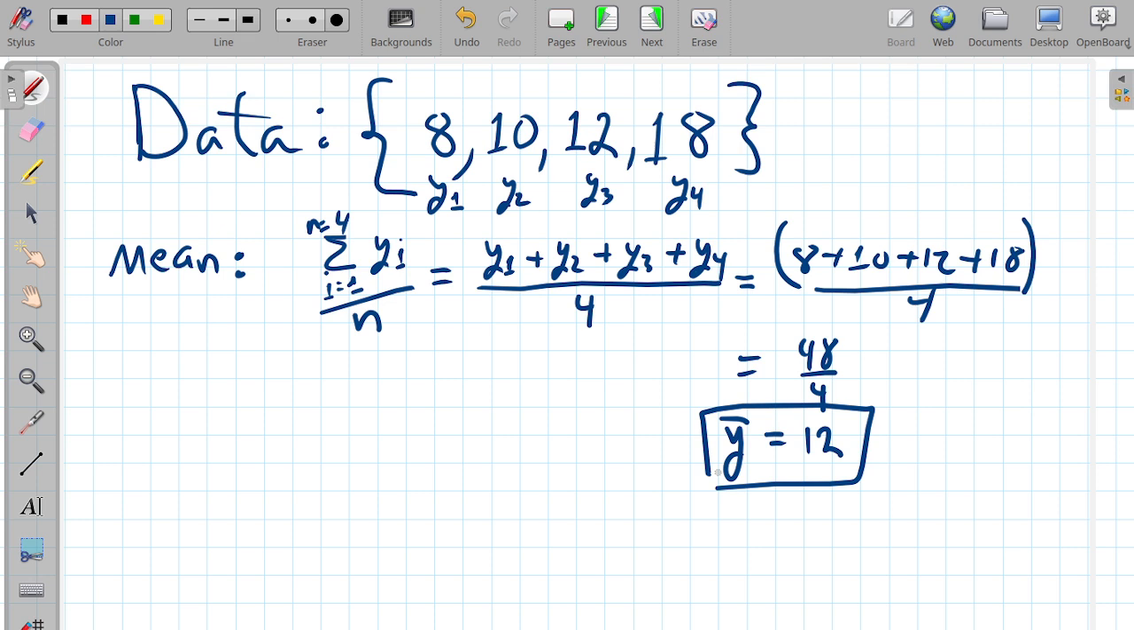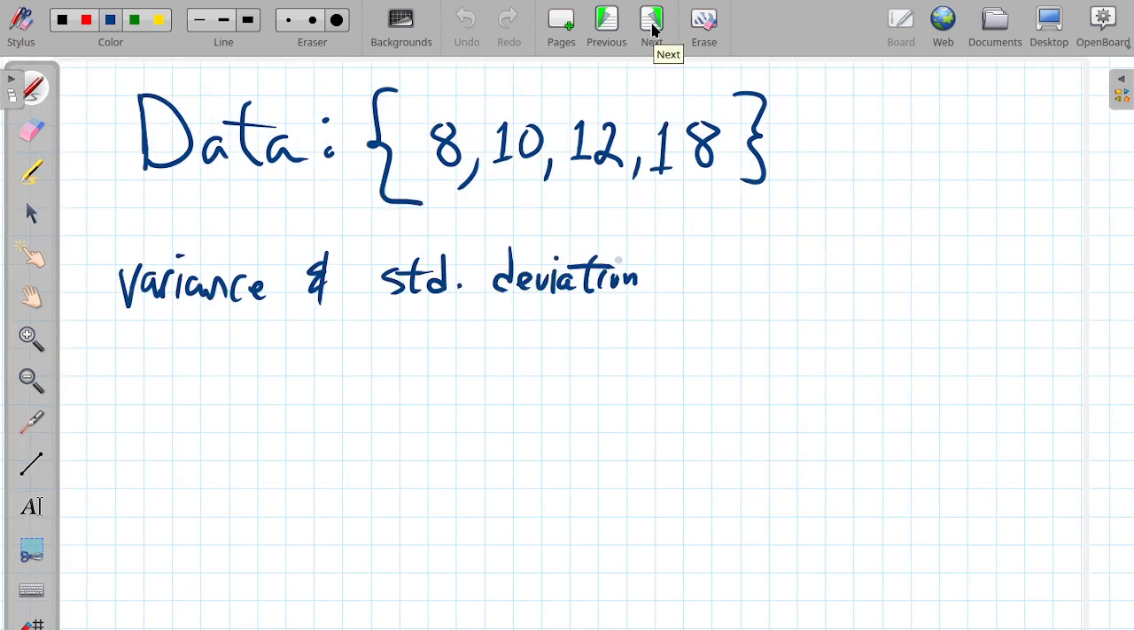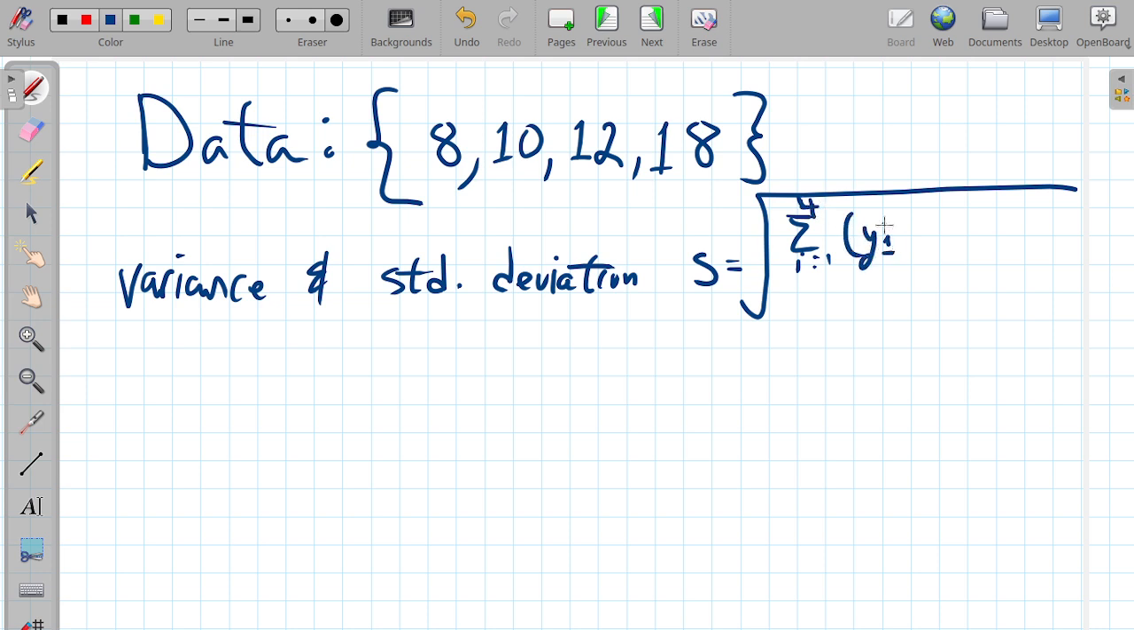All right, we know that y bar is 12. Let's go to the next slide, because remember, we need that to calculate the variance and the standard deviation. And again, we're going to do sample, and I will tell you why I'm being particular about that in just a moment. So we have i equal to 1 to 4, y sub i minus y bar squared, over n minus 1. Now this n minus 1 is degrees of freedom. I'll try to explain that in a minute or two.